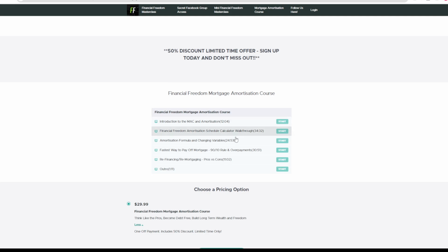So we discussed the 90-10 rule, overpayments, how to change these variables. We work through the exact spreadsheet which we have developed, and then we give some interesting pros and cons to refinancing and remortgage, which aren't necessarily designed for your benefit. Because if you think about it logically, when you refinance, when you remortgage, as per what most brokers would want you to do after 2 or 5 years, they get their commission.